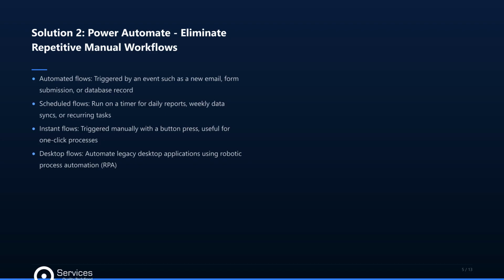A common starting point is approval automation. When a purchase order is submitted in SharePoint, Power Automate sends it to the manager via Teams, updates the status in a list, and notifies the vendor, all without manual intervention.